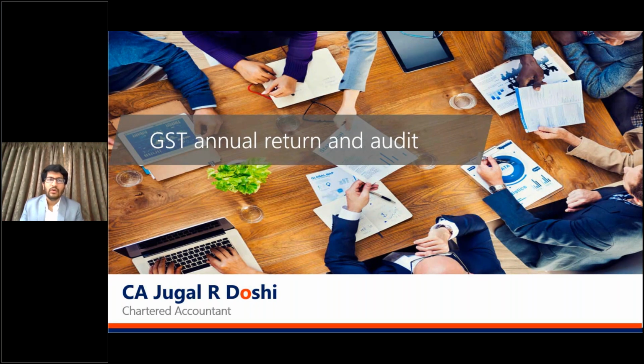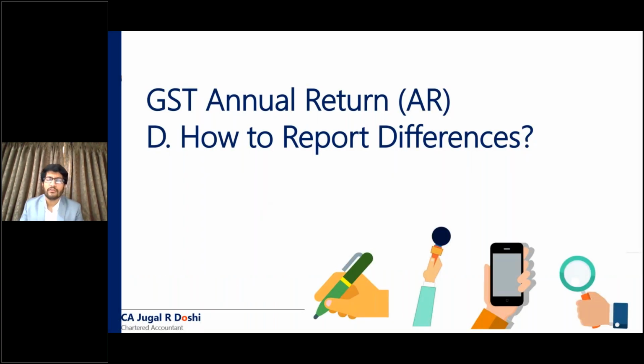Hello everyone. By now we are done with three parts of our GST annual return and audit video series. We have seen when GST annual return is applicable, the overview of the GST annual return, and the detailed analysis of each and every table in GST annual return. Now we come to the fourth part of the series: how to report differences. The most important issue while filing GST annual return is that we are going to encounter a few differences. What stand should we take in respect of such differences and how should we report them?